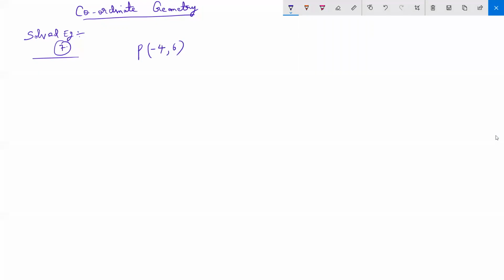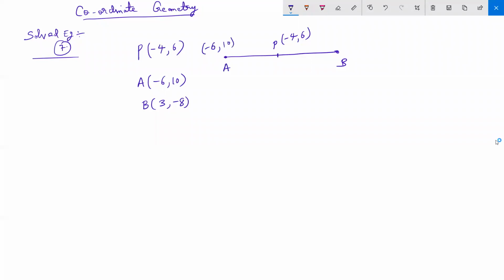So this point P divides the line segment joining the points A and B. A is a point whose coordinates are -6 and 10, whereas the coordinates of point B are 3 and -8. These two are the points A and B, endpoints of a line segment, and a point P is there. You know the coordinates of point P are -4 and 6, the coordinates of A are -6 and 10, and the coordinates of B are 3 and -8.